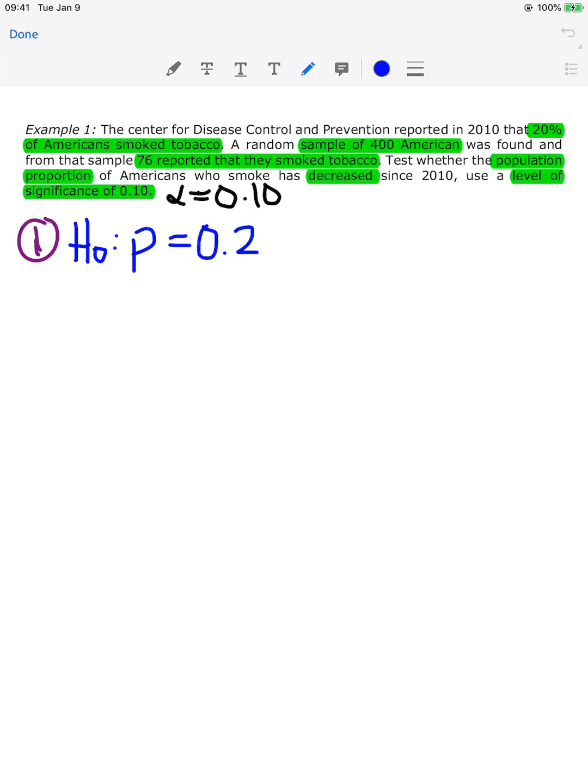And then our alternative, I'm going to write it over here. It doesn't matter. You can write it next to it or you can write it below it. p decreased means gone down or less than. So p is less than 0.2.